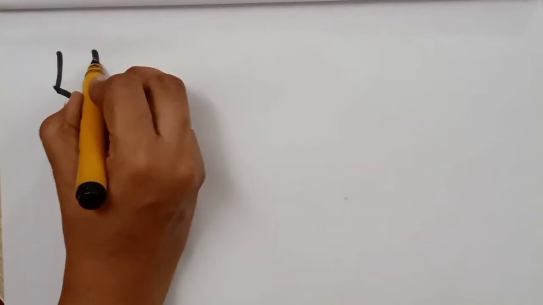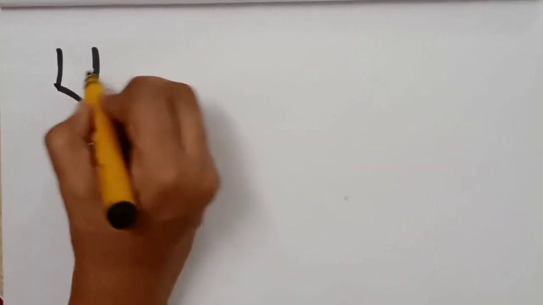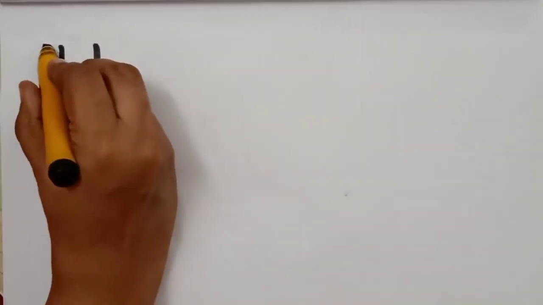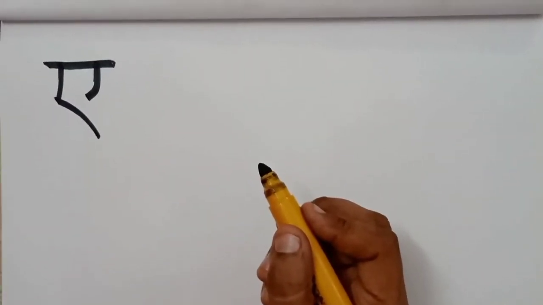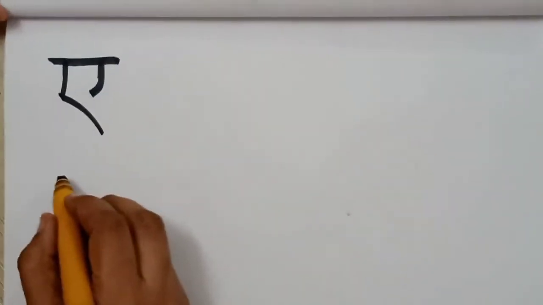Then again next to it, one more small standing line and make a small curve. Then up a sleeping line. This is letter A. A say Ek.